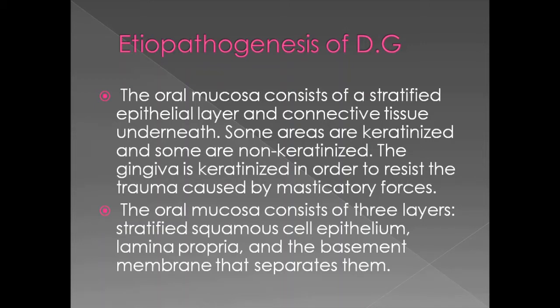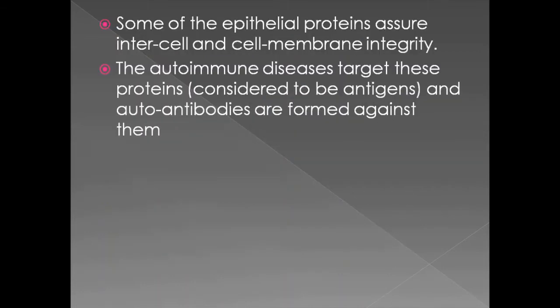Some areas are keratinized and some are non-keratinized. The gingiva is keratinized in order to resist the trauma caused by masticatory forces. The oral mucosa consists of three layers: stratified squamous cell epithelium, lamina propria, and the basement membrane that separates them. And by this the integrity of the structure is maintained. Some of the epithelial proteins assure inter-cell and cell membrane integrity.